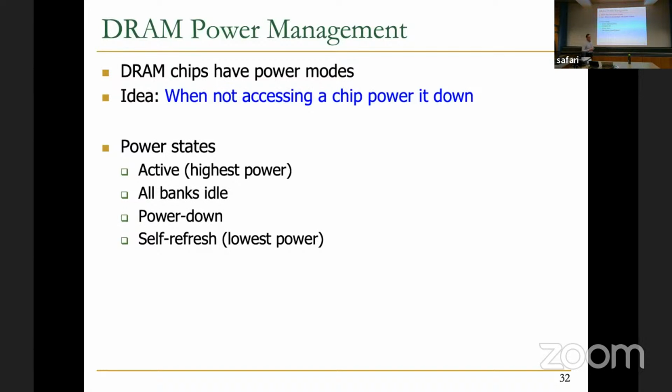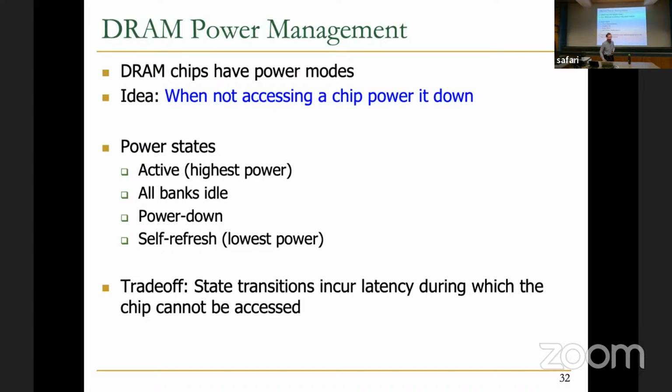But now you also see the trade-off, right? Whenever you want to transition from one state to another, you incur high latency during which the chip cannot be accessed. For example, if you're in self-refresh mode, it may take microseconds to get out of this mode, activate the bank that you want, and then access the bank. When you're in power down mode, it may take, I don't know, some hundreds of nanoseconds to get out of that mode. When you're in active mode, there's no latency penalty if you want to access a bank, basically.